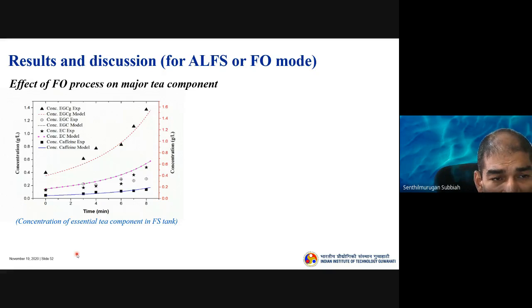So this is the effect of the major tea components. How the tea composition is going to change. We have multiple components of tea, like EGCG, EC and caffeine. These are all the main components present in the tea, and they will increase with time, because we know that this is going to be a concentration process. While removing the water, the concentration will be increasing.